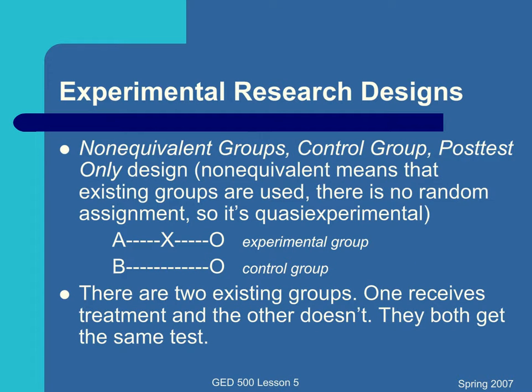Now, there are also what are called non-equivalent groups. Non-equivalent means that existing groups are used. There's no random assignment, so it's quasi-experimental. There's two existing groups. One receives treatment and the other doesn't, and then they both get the same test. So that's what we would call non-equivalent.